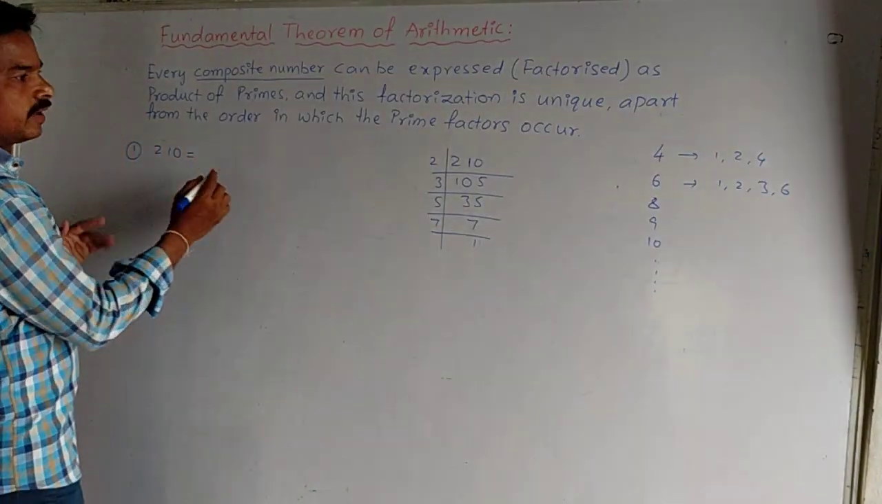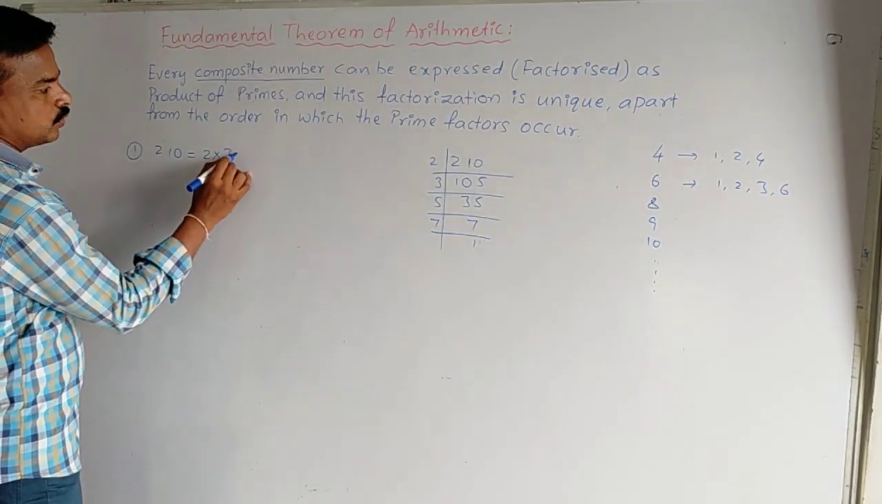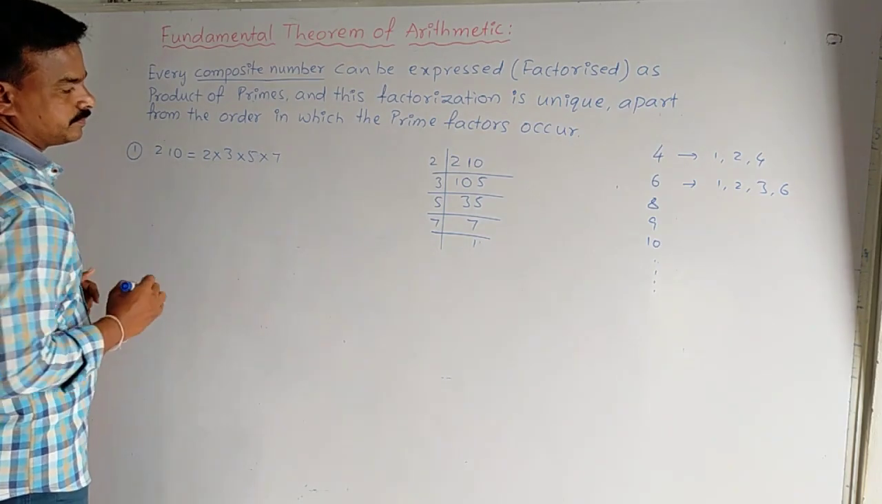That's why we can write this 210 as 2 into 3 into 5 into 7.